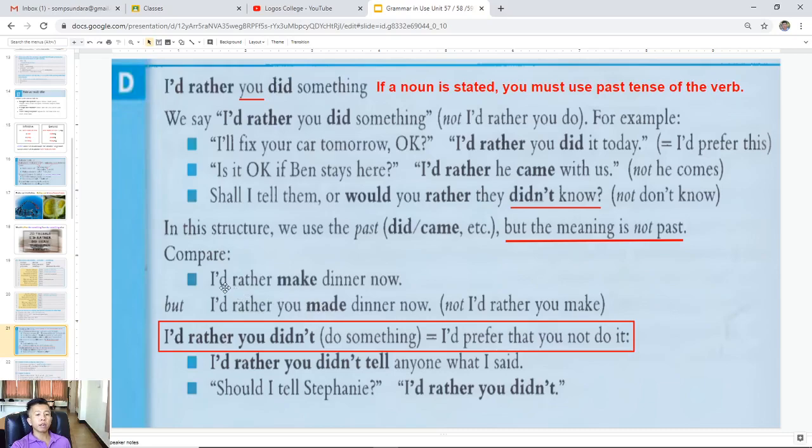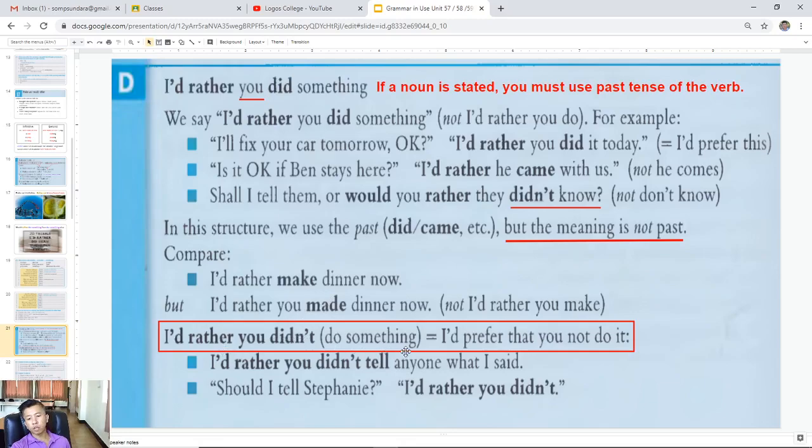So here, notice right here, it says, I'd rather make dinner now. That means you're talking about yourself. Okay? But when you want someone else to do something, you're adding this noun right here. Okay? You have to use the past tense of the verb. And the past tense of make is made.